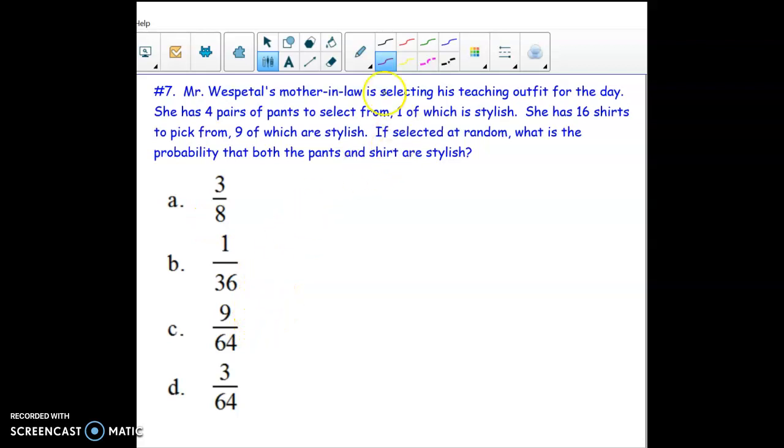Okay, this is true. My mother-in-law sometimes likes to pick out my clothes. You can laugh all you want, but I hate shopping, so I don't mind that she does it. All right, pause the video and give this a shot.